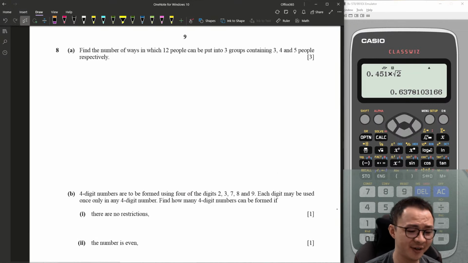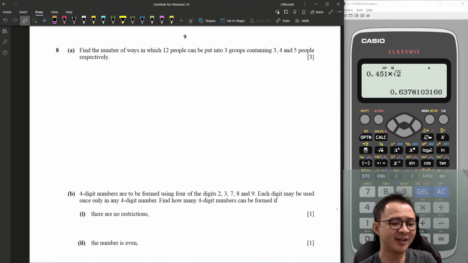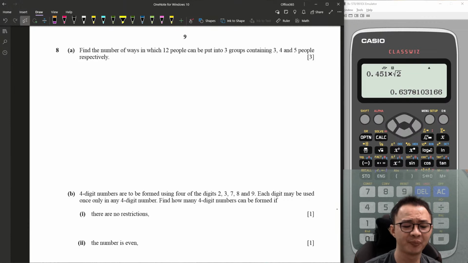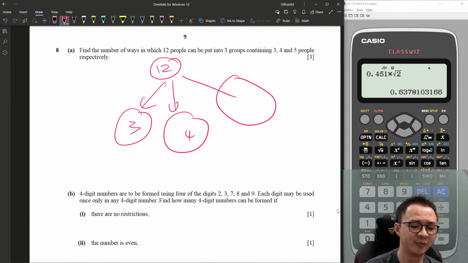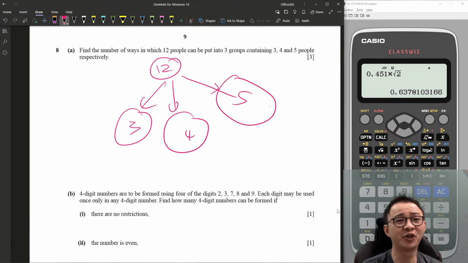Nothing very special here. Okay, combination. Find the number of ways the 12 people can be put into the 3 groups. The groups must be 3, 4 and 5. So I have 12 people here. I want to group them as a 3 people group, 4 people group, and 5 people group. So how am I going to group them like this?